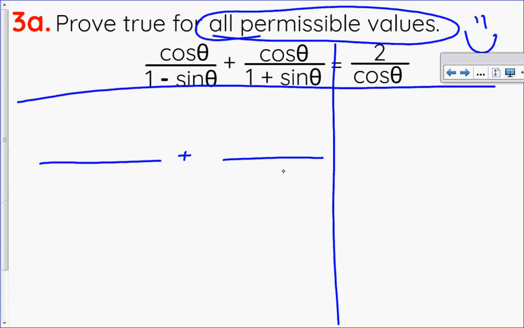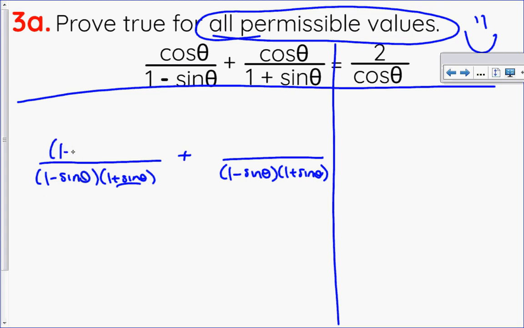So using a common denominator, I need a factor of 1 minus sine theta for the denominator of my first fraction, and I need a 1 plus sine theta for the denominator of my second fraction. Okay, so to make those equivalent fractions, if I look at my first fraction, I need to multiply top and bottom by 1 plus sine theta.